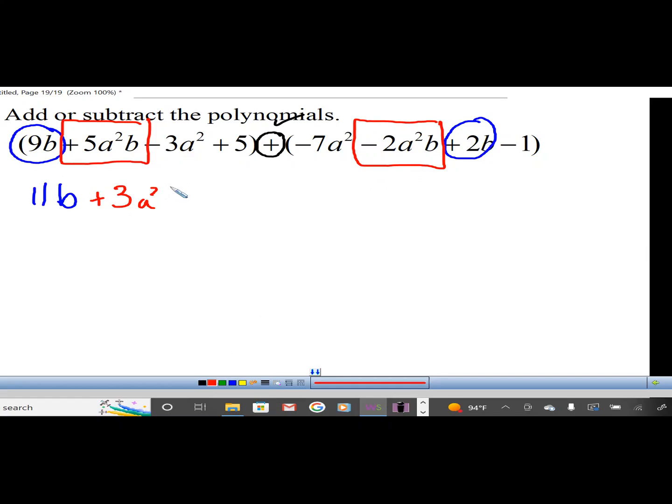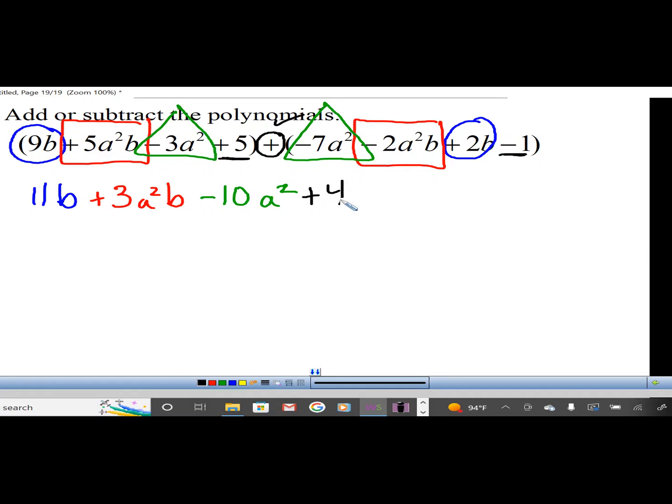Positive 3A squared B. That is correct. I'm going to go to green. Negative 3A squared is another A squared. Yes, negative 7A squared. So negative 3, negative 7, that's negative 10A squared. And last, do we have any constants? Yes, Mr. Q. 5 minus 1. What is 5 minus 1? 4. All right. So far, so good.